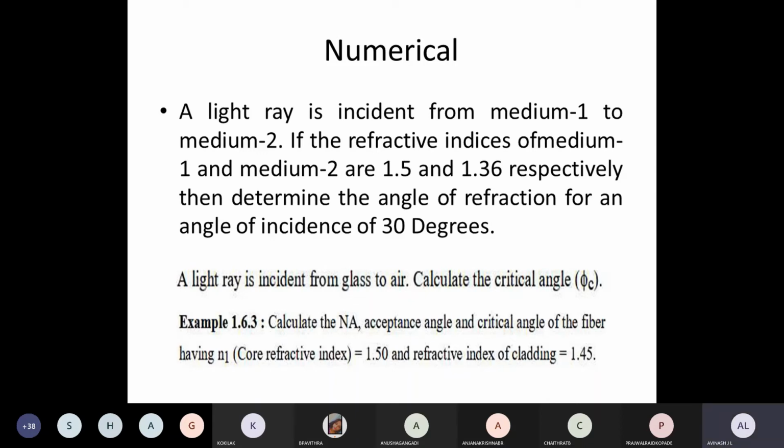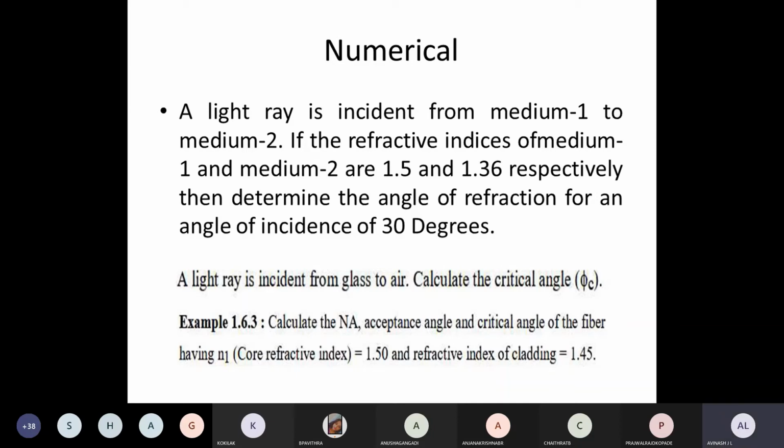If the refractive indices of the medium 1 and medium 2 are 1.5 and 1.36 respectively, then determine the angle of refraction.